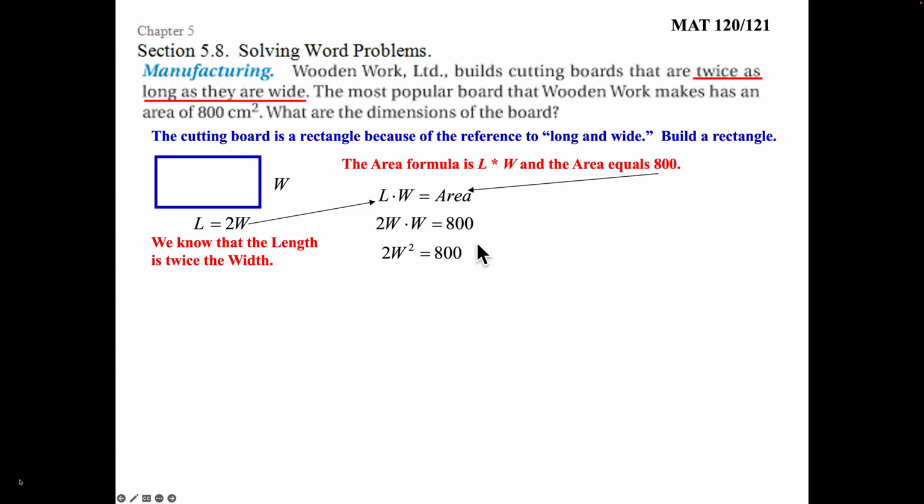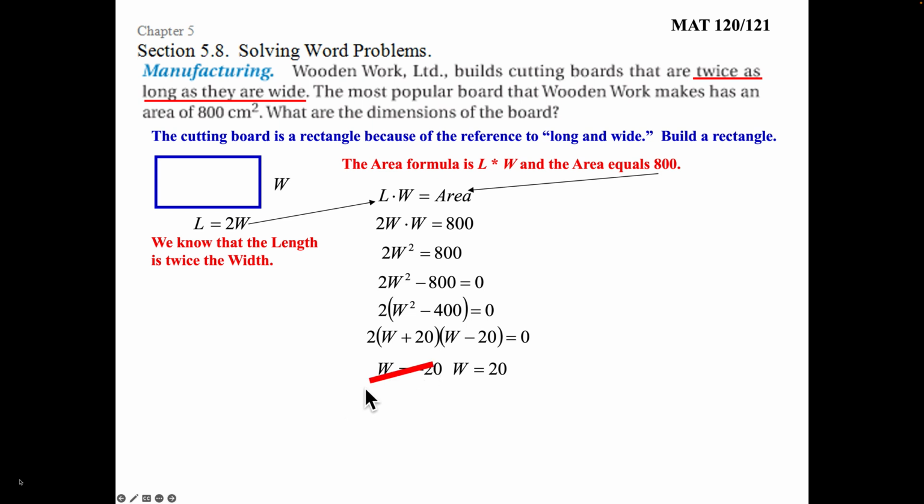But to solve this, you set it equal to 0, so subtract over the 800. Factor out the 2 as the GCF, and now you have a difference of perfect squares. We're going to have W plus 20, W minus 20. So W is going to equal a negative 20, and wait a minute. How can the width be a negative distance? It can't. This answer does not make sense, so we're going to throw it out.